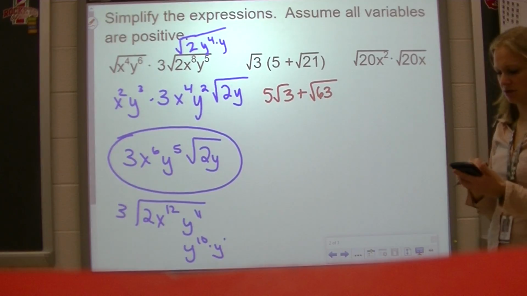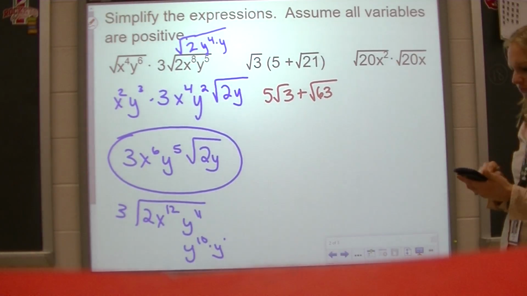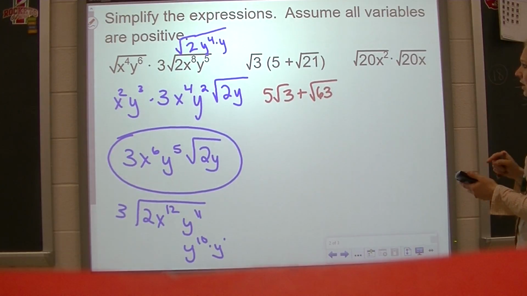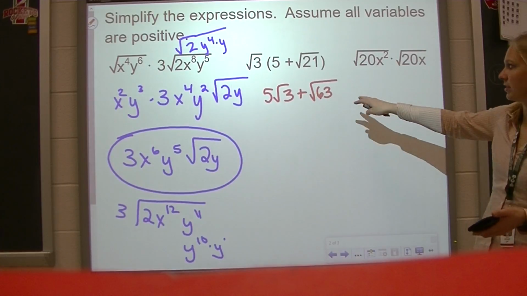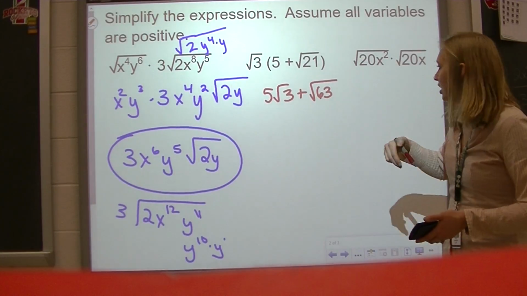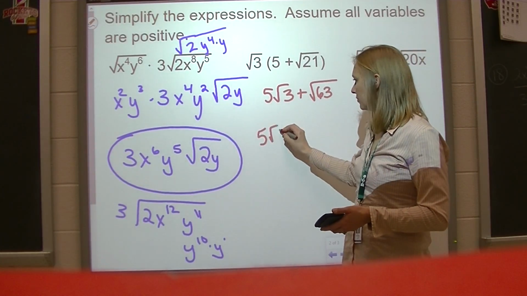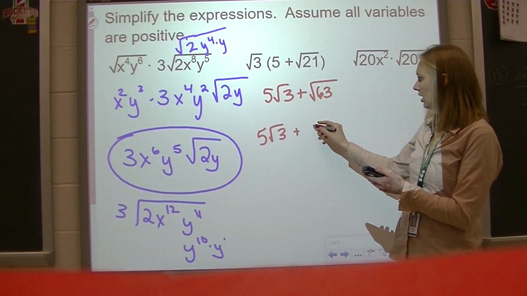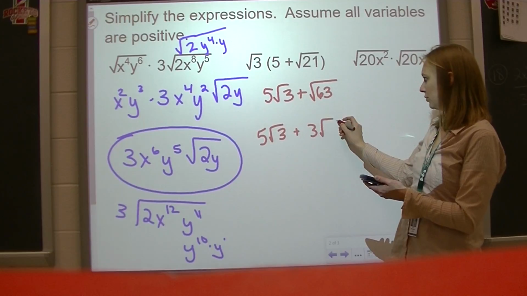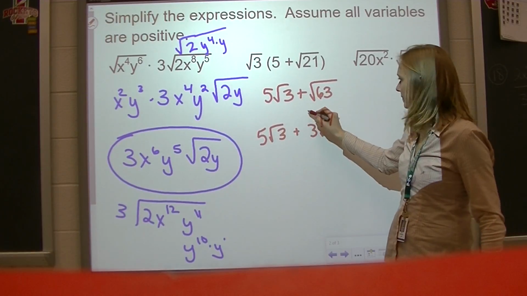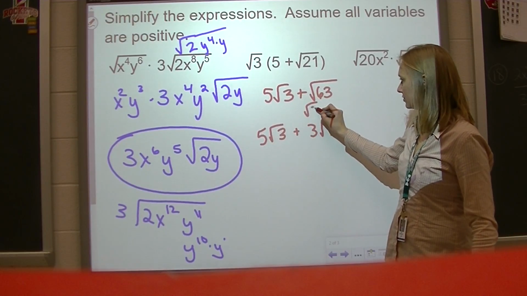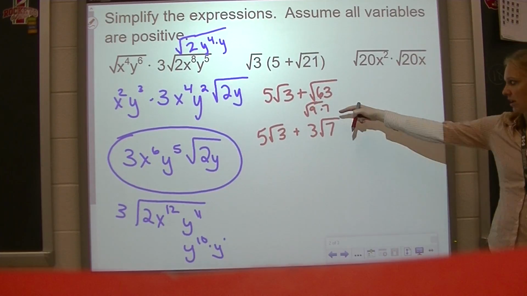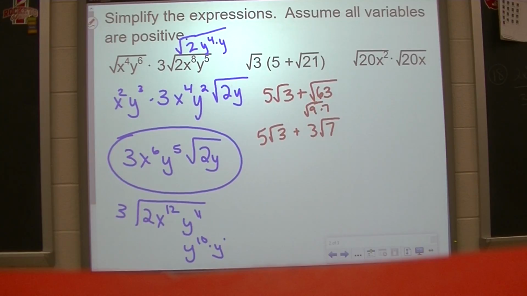Which, to simplify that, I know 9 goes into it. I'm just checking to see if there's anything bigger, and it's not. So there's no perfect square bigger than 9 that goes into 63. So this will simplify to 5 square root of 3 plus 3 square root of 7. How would I get that? Because we'll have the square root of 9 times 7, and the square root of 9 is 3. And then we'll still have the 7 underneath the radical.